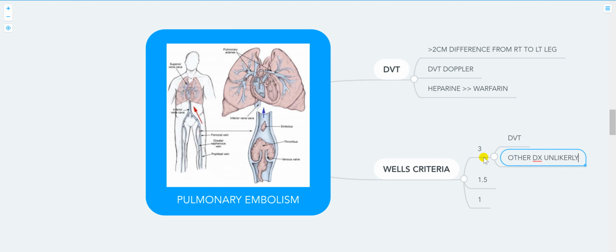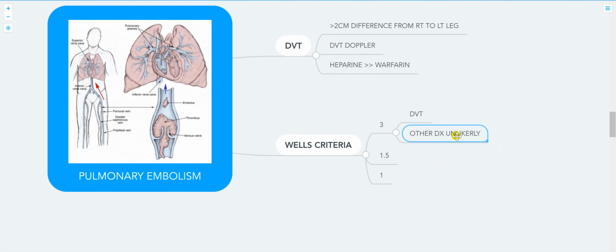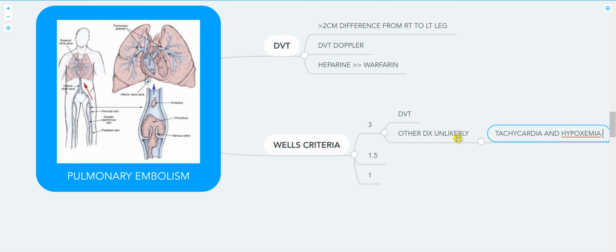Other diagnosis unlikely. What does that mean? Almost always, if there's tachycardia and hypoxemia, usually that's the main thing. Tachycardia and hypoxemia. If there's a PE, there must be these things. If there aren't these things, then this is not a pulmonary embolism. Other things to consider are pleuritic chest pain, sudden in onset.